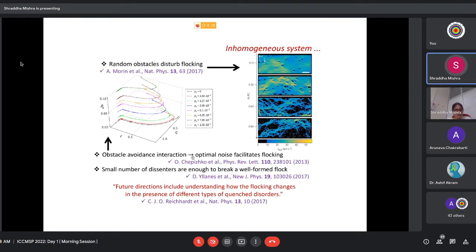Now, the previous slides were actually on the clean or homogeneous environment. In recent years, people have started looking at these systems in an inhomogeneous environment, and there are also some experiments in this direction. Obviously, natural systems always have an environment. Even in animal motion, we can think there can be some obstacles present. Even in traffic, there can be lots of disturbance present in the moving flow.